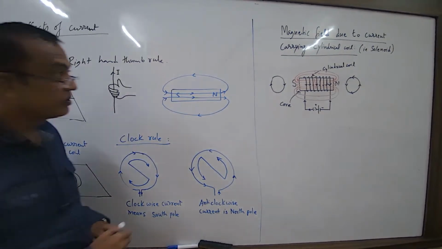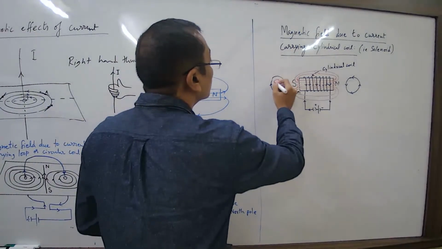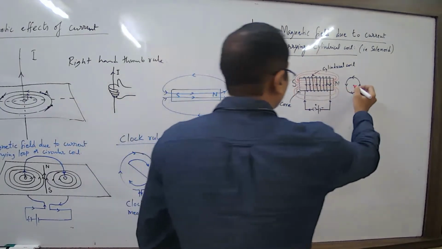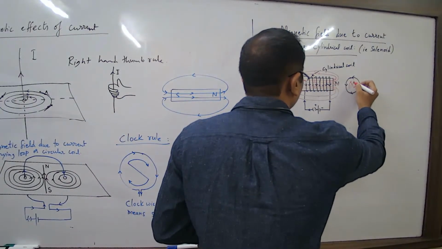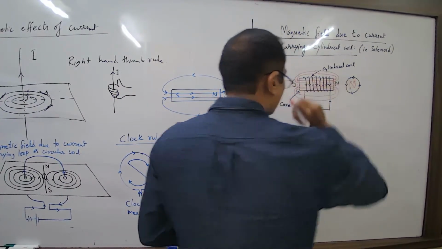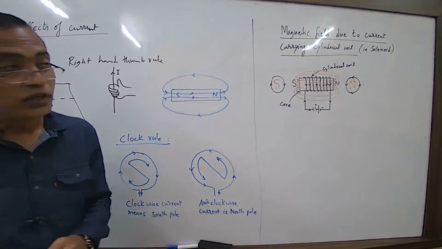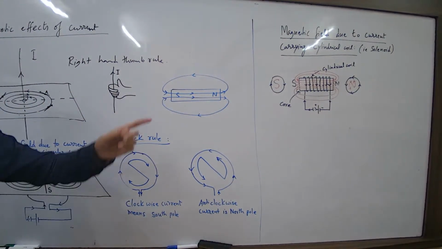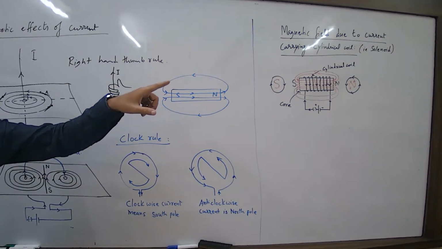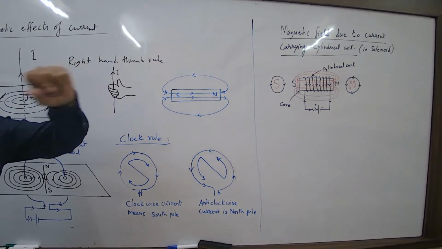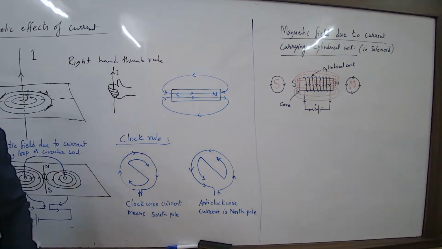So this is what it is. This side must be south pole. When I view from this side, this end, this will be my north. By applying these rules, I want to know this is north pole and south pole. Generally the question which will come on this topic is: draw the magnetic field pattern for a solenoid or a cylindrical coil. Then you have to draw this diagram.